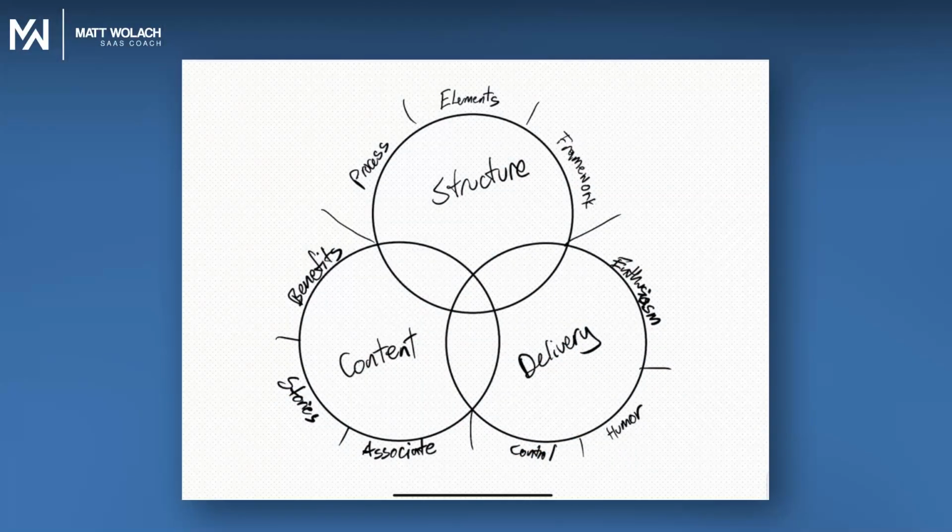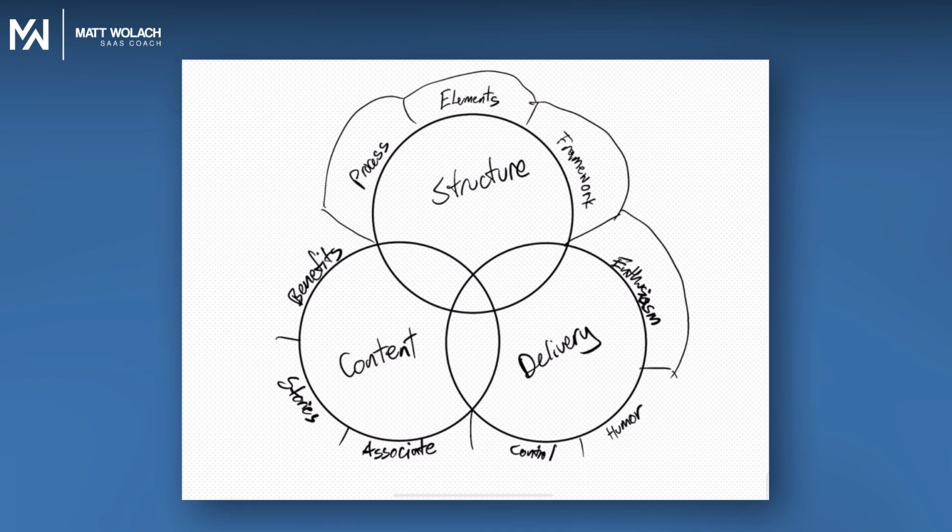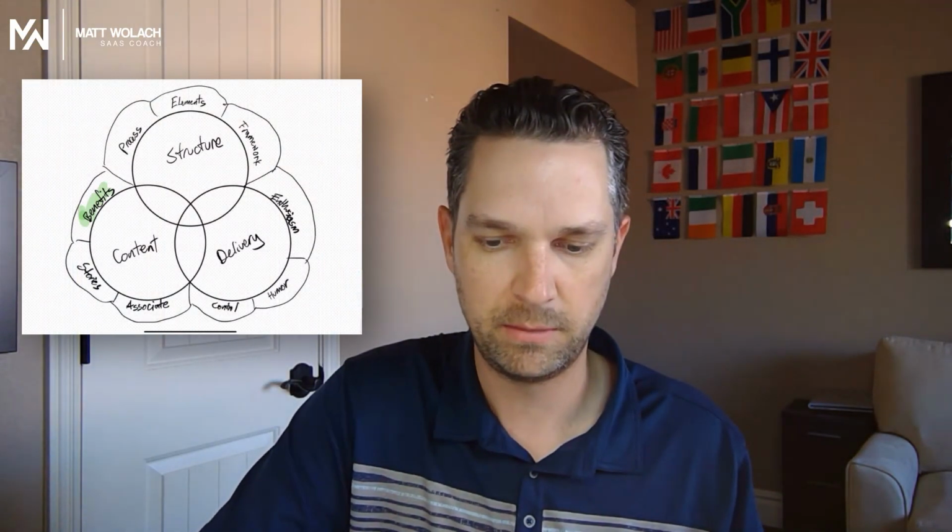So we've got structure, we've got content, and we've got delivery. Each of those has three pieces, and that forms your demo model. These are all really, really critical. Now, some people might be really good at, let's say, sharing the benefits, but they may not be good at sharing stories.